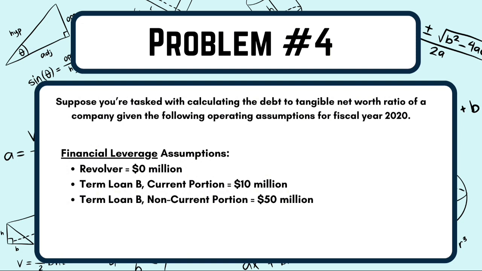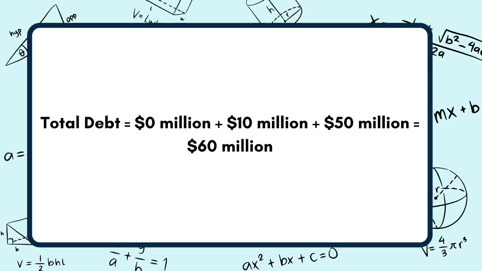The next debt tranche is the term loan B, which is split into two categories based on the maturity date: the current portion and the non-current portion. The sum of the current and non-current portion of the term loan B is the total debt outstanding, which we will assume is the only liability on the company's balance sheet for the sake of simplicity. Total debt: 0 million plus 10 million plus 50 million is equal to 60 million.